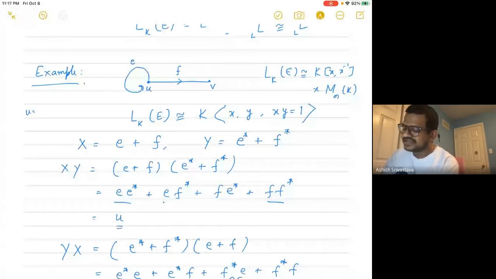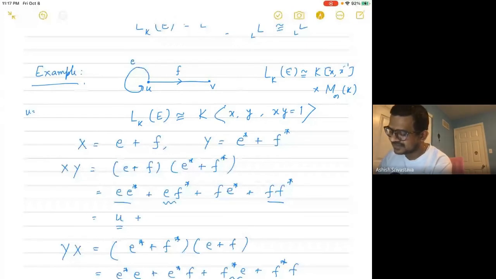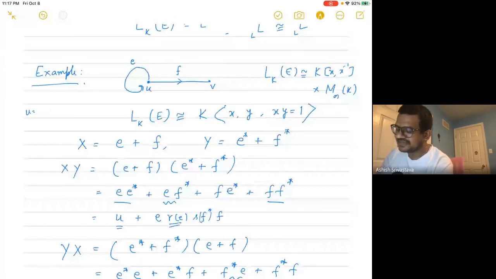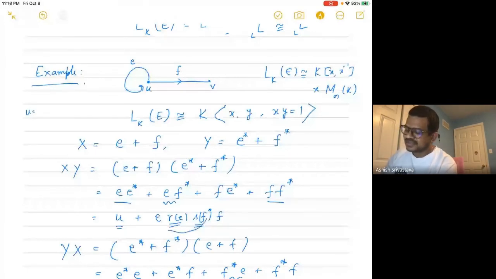Now look at EF star. Well, EF star, you can see you have E, then a range of E you could put here, and then source of F star you can put here, and then F, right? Range of E is U, source of F star would be V. So this goes to 0. Same thing here, right?